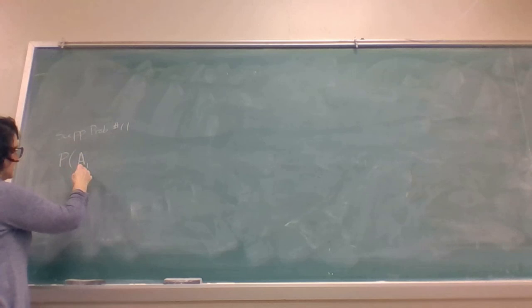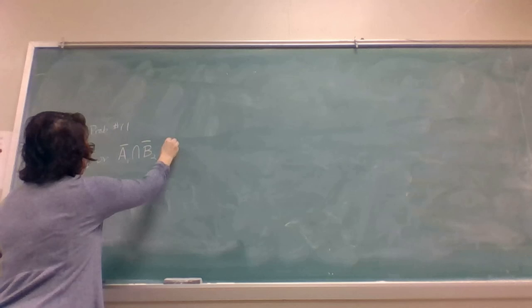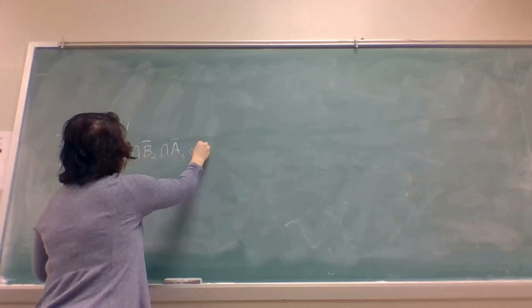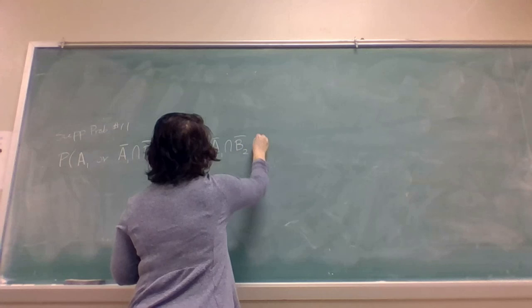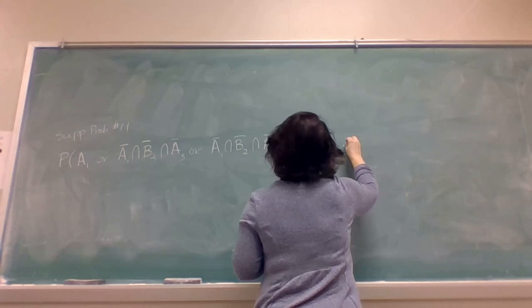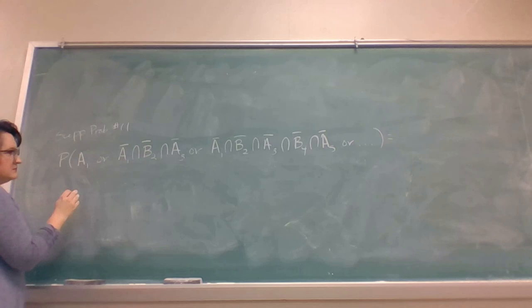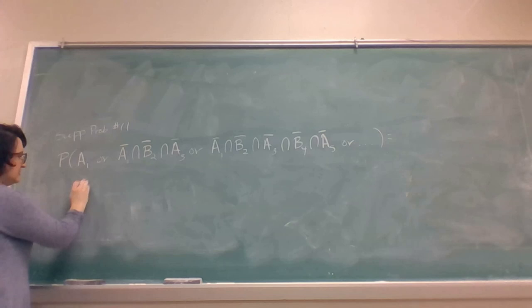So we could have A hits on their first turn, or A misses on their first turn, and B misses on their first turn, and A hits on that third throw, which is their second turn. Or A misses, and B misses, and A misses, and B misses, and A hits. All right, and so on. I'm not going to write all that out, but the probability that A hits on their first try would be 0.4.